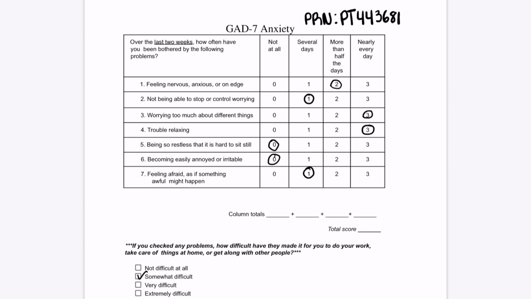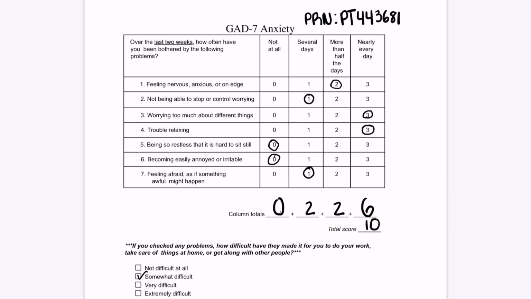So in the first column, 0 plus 0 is obviously 0. In the second column, 1 plus 1 is 2. In our third column, 2 plus nothing else is 2. And in our final column, 3 plus 3 is going to be 6. So 0 plus 2 plus 2 plus 6 makes our total score a 10. So our patient scored a 10.